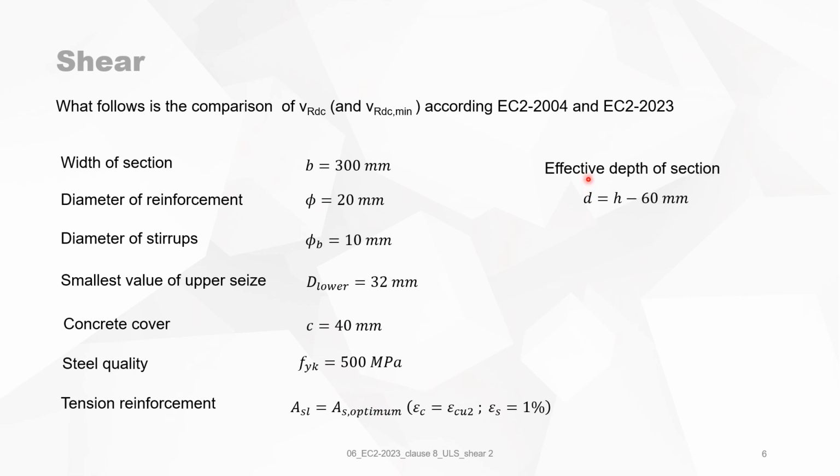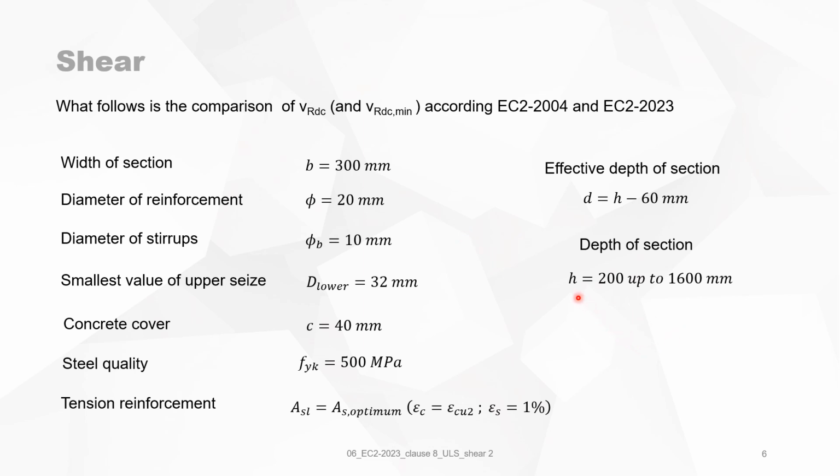The effective depth of the section is then the total depth minus 60 millimeters because of the 40 millimeters here and the 10 millimeters here. Then you have 40 plus 10 is 50 plus half of the diameter of the reinforcement. So we assume only one layer of reinforcement. That's for the data.